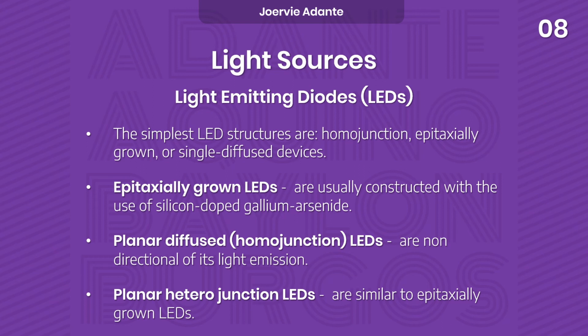The simplest LED structures are homojunction, epitaxially grown, or single diffuse devices. Epitaxially grown LEDs are usually constructed with the use of silicon-doped gallium arsenide. Planar diffused or the homojunction LEDs are non-directional in their light emission, and the planar heterojunction LEDs are similar to epitaxially grown LEDs.